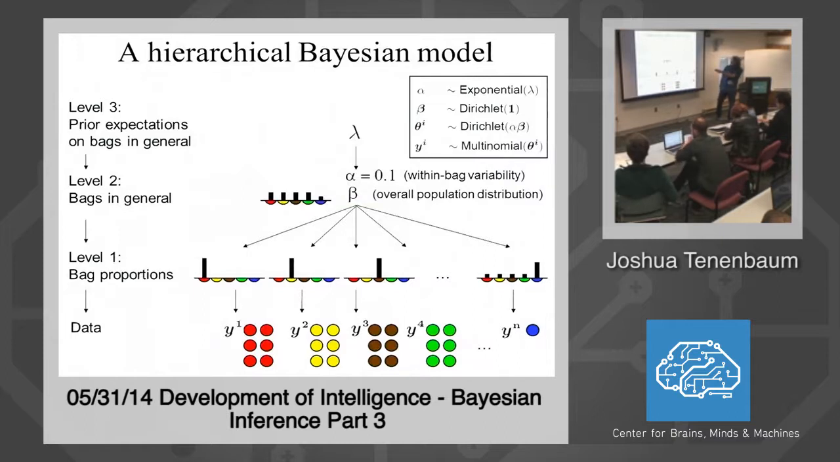Another way to think of alpha is to say, in estimating the bag proportions, how much do you weight the data, the bottom-up signal, versus the shared prior? If alpha is much less than 1, you're basically saying go with the data. If alpha is much greater than 1, you're saying go with this prior. You expect each individual bag to look a lot like the shared prior.